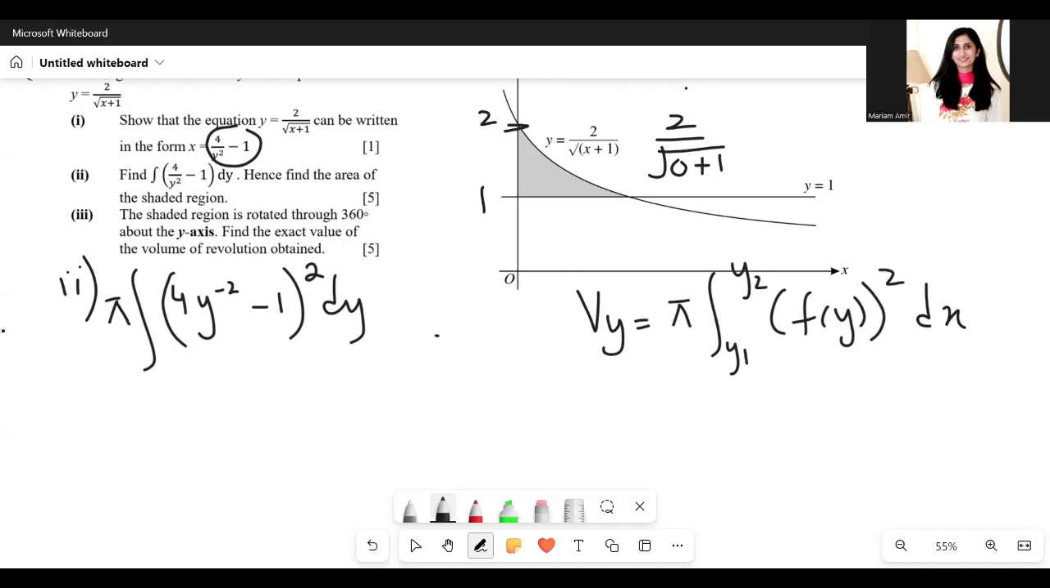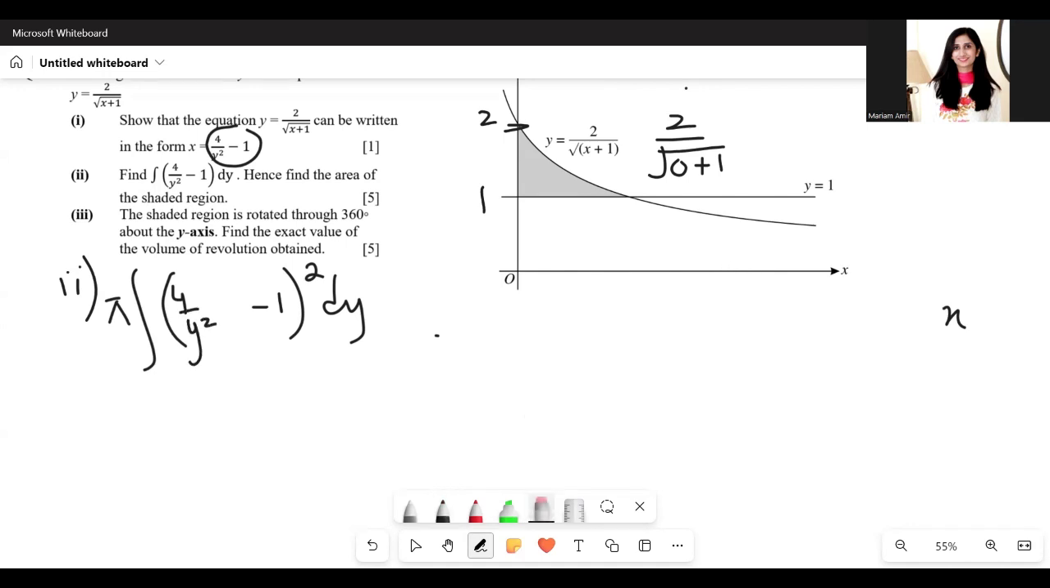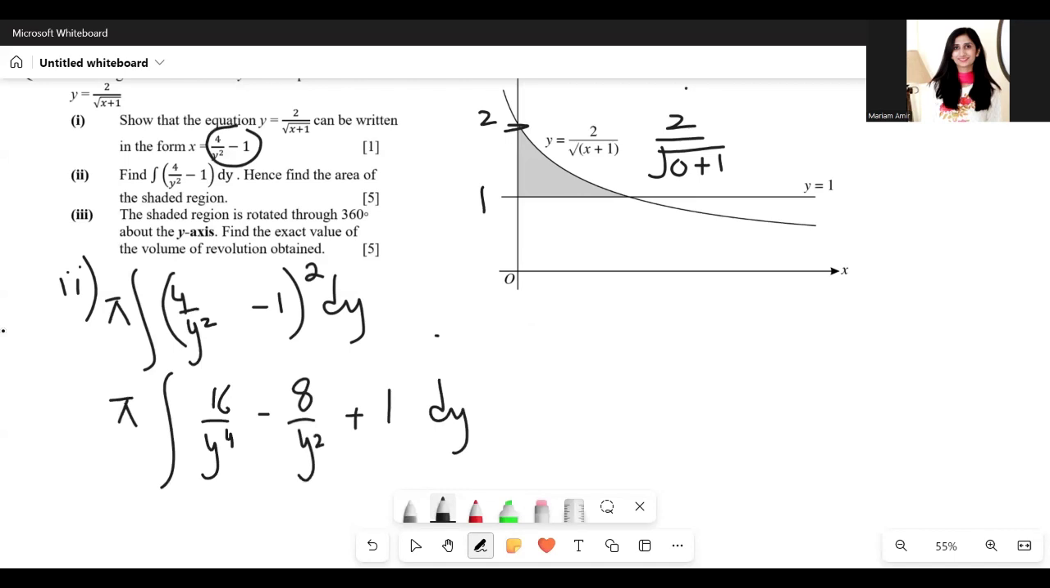We may write it as 4 upon y square for simplicity since we will be squaring the function first. So let's square it. It's going to make the working easier. So pi integrate this function, we'll square this function before we integrate it. So it's going to be 16 upon y4, minus 2ab is going to be 8 upon y square, plus b square, that is 1. So this is the result of squaring.